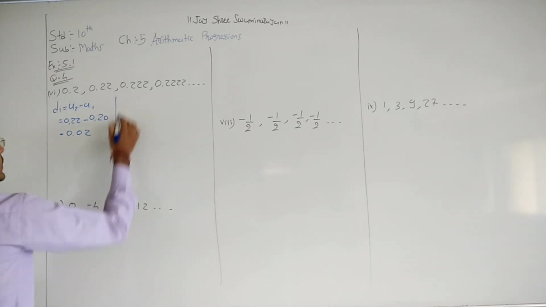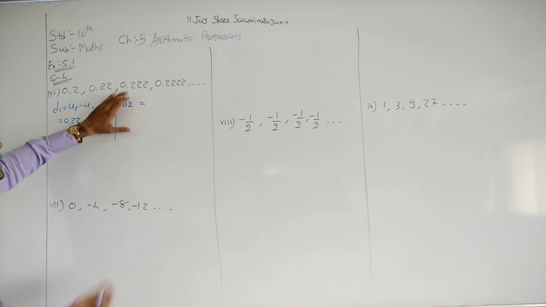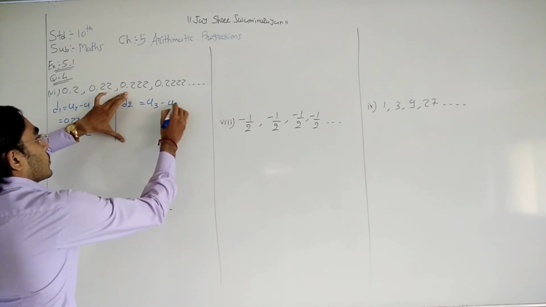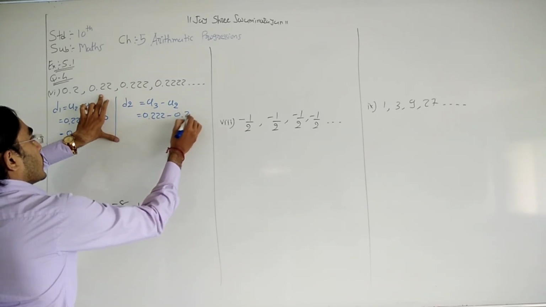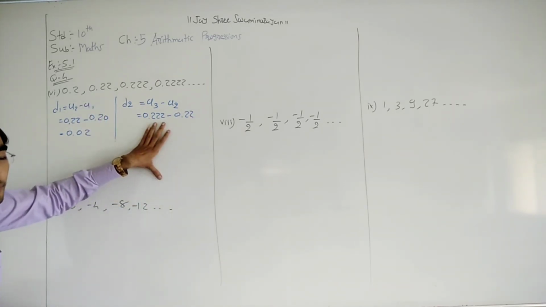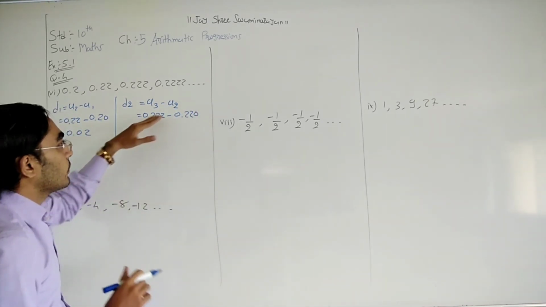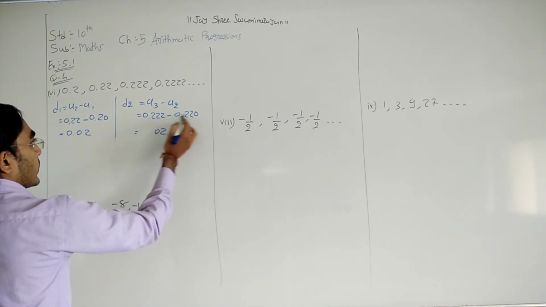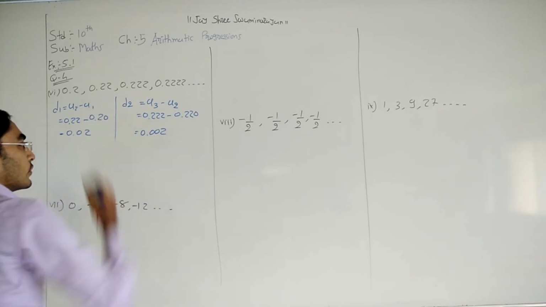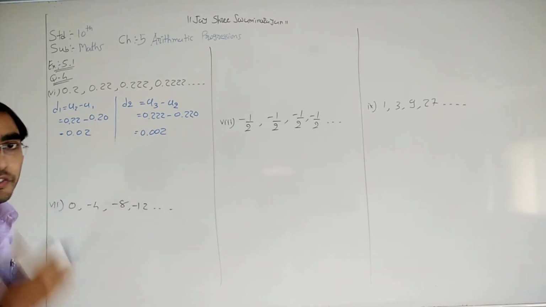Right. Now find the difference D2. What is the formula of D2? It is A3 minus A2. So here 0.222 minus 0.22. Here after the decimal point 3 digits are there, so we can put a 0 and make it 3 digits. Now we can easily subtract it. 2 minus 0 is 2, 2 minus 2 is 0, 2 minus 2 is 0. Before the decimal point, 0 minus 0 is 0. So here we have the answer 0.002.